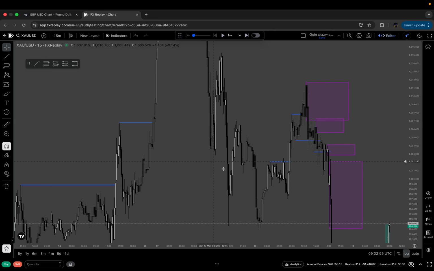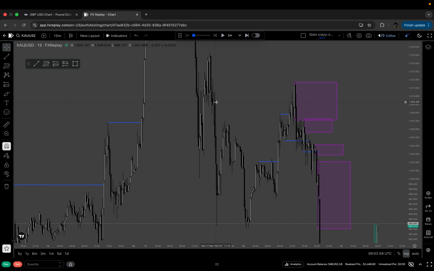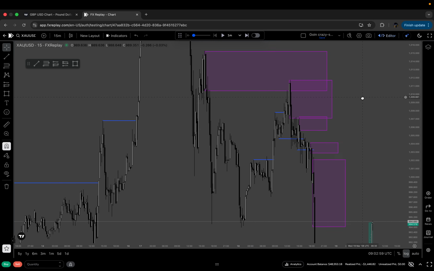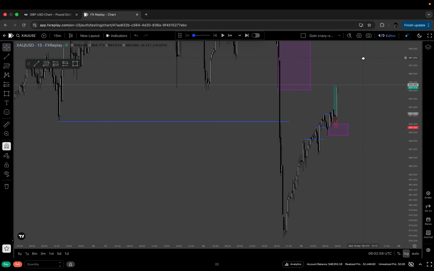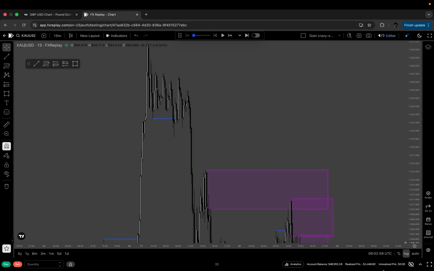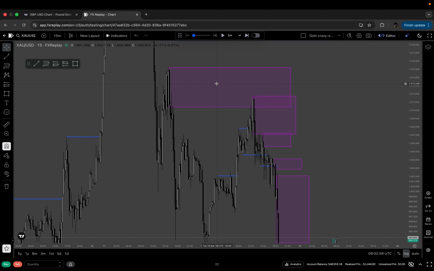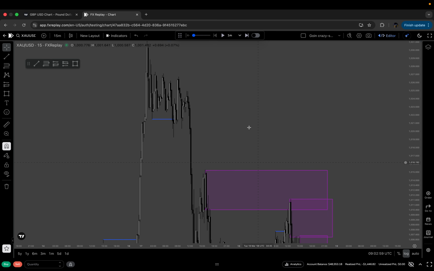Same kind of thing, right? Low, high, broke structure, low, high, didn't break structure on this one. But where was our last break of structure? This one here. So where did price come to? Come fill up this zone up here. We fill up the zone up here.